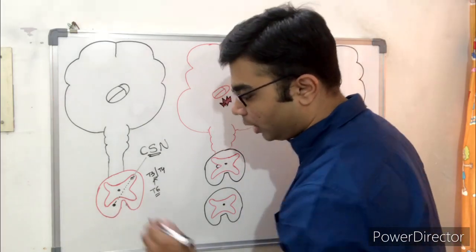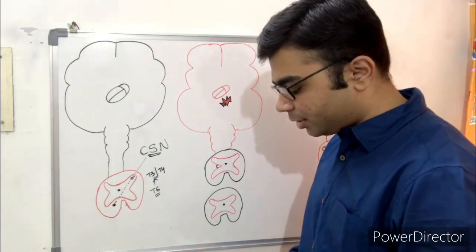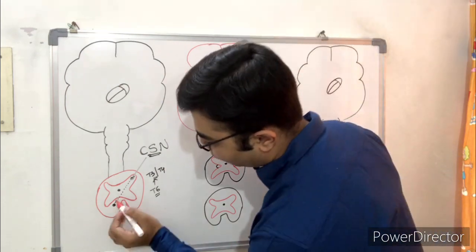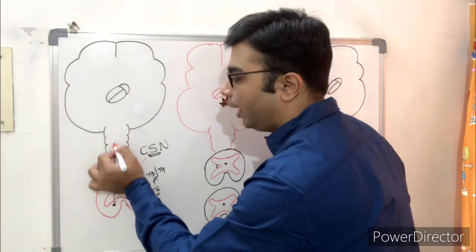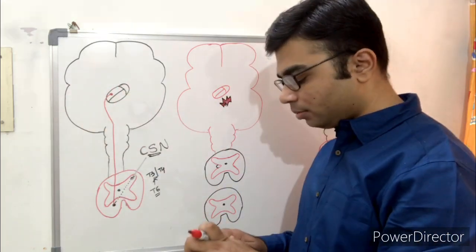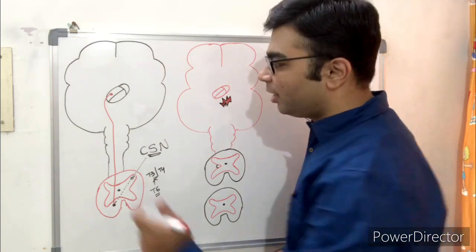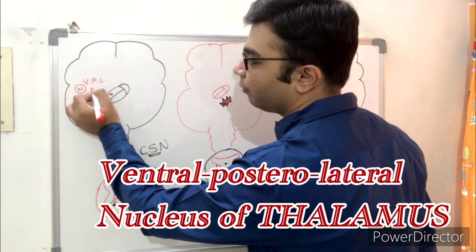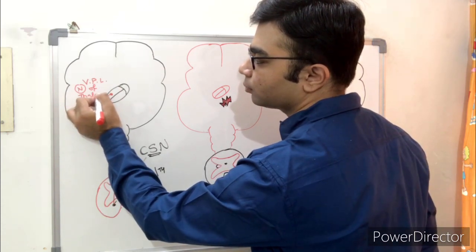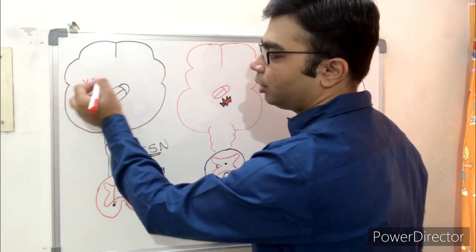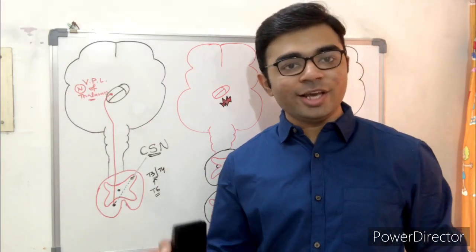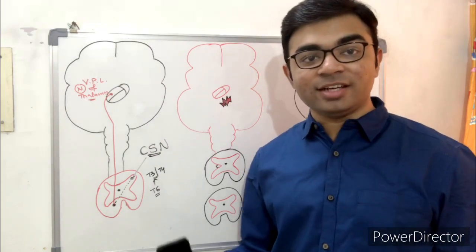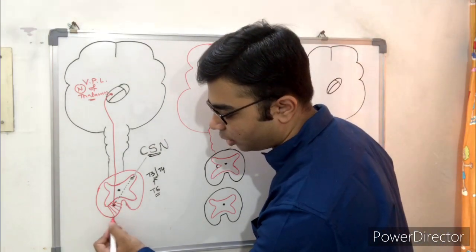From here, the tract ascends upward in the spinal cord and reaches up to the thalamus. But in the thalamus there is a particular area that it reaches, the ventral postero-lateral nucleus of the thalamus, or the VPL nucleus of the thalamus. So this is the first tract and the only tract which is present in the anterior white column.